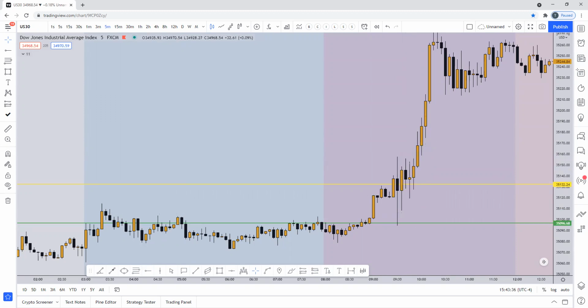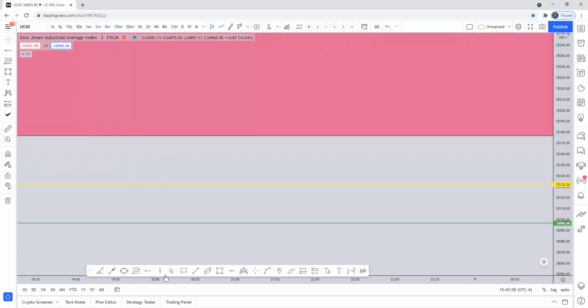So in showing you, this would be where I would have entered when price came back here. Price will come back into this. Let me show it to you one more time, let's see if we can do it on a 3 minute, because even on a 3 minute you should be able to see this. It should give you a better entry. Sometimes it will, sometimes it won't.